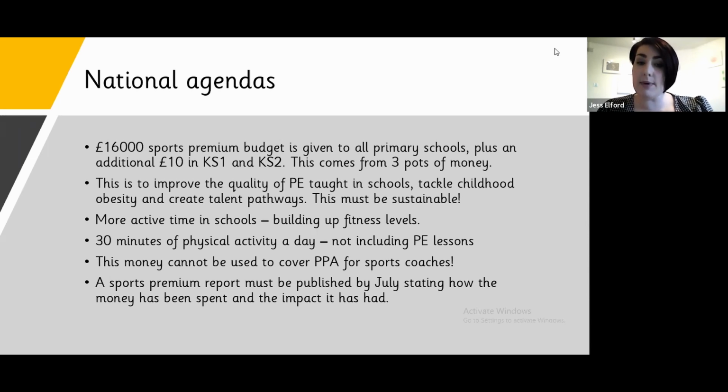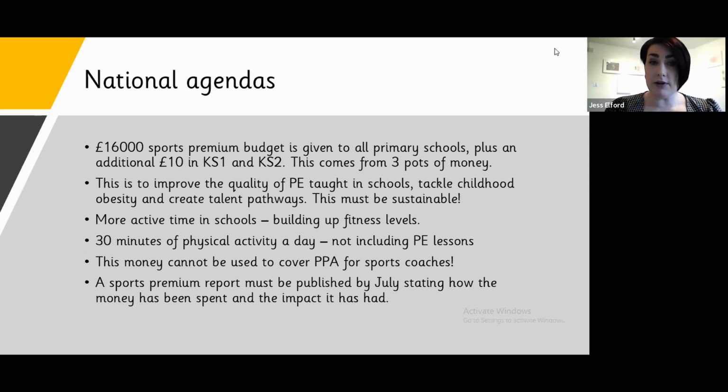But the key thing about this sports premium budget is it must be sustainable. Lots of schools have gone down the route of having a coach come in, which is great because coaches are brilliant. They have an extensive knowledge in their field, whether it's football or gymnastics or dance or cricket. They don't necessarily have that extensive knowledge in all of the curriculum subjects. If you're providing a coach, they should be used for CPD purposes.